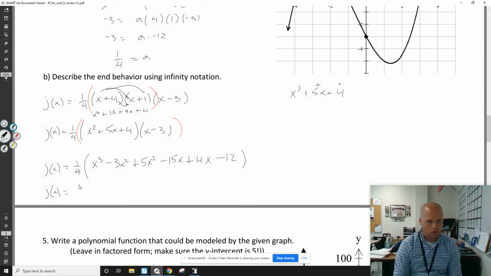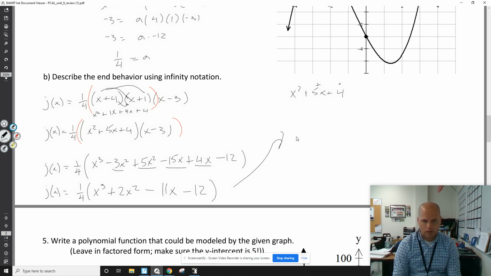Giving me 1/4 times: I got 1x cubed. I have a total of 2x squareds. I have a total of -11x's. And then minus 12. If we want to, we can then distribute the 1/4. I'm not sure if it's going to be required or not, but let's just be ready for both. 1/4 x cubed plus 1/2 x squared minus 11/4 x minus 3.